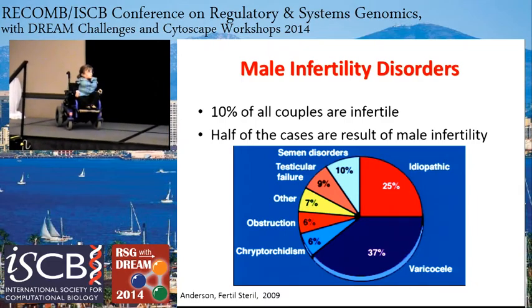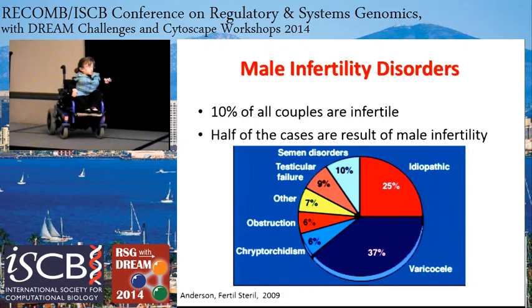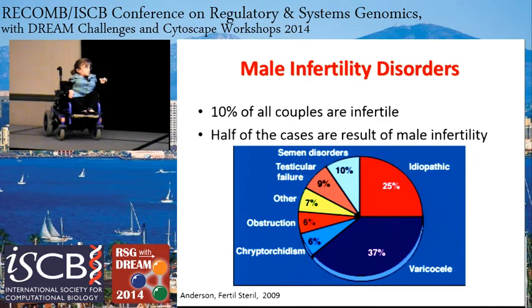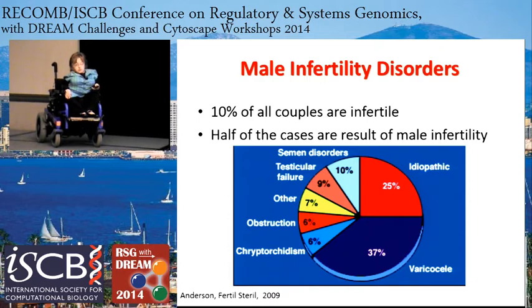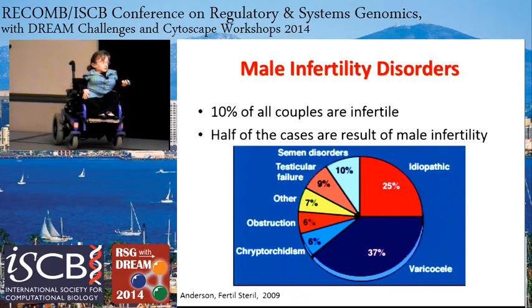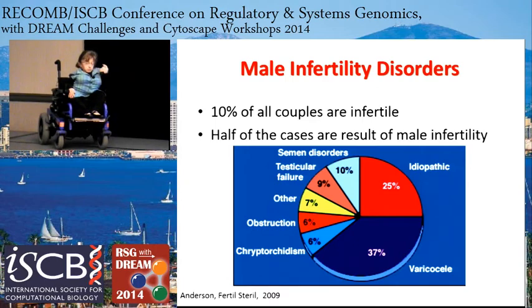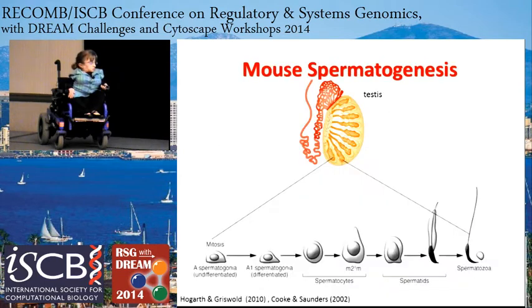Approximately 10% of couples worldwide are infertile, and about half of these cases are a result of the male being infertile. And interestingly, about 25% of these male infertility cases are idiopathic, meaning that there's no known cause or reason for the infertility, and therefore they can't be treated. And so the better we understand the molecular and metabolic basis of these cells, the better we may be able to eventually address these idiopathic male infertility cases.